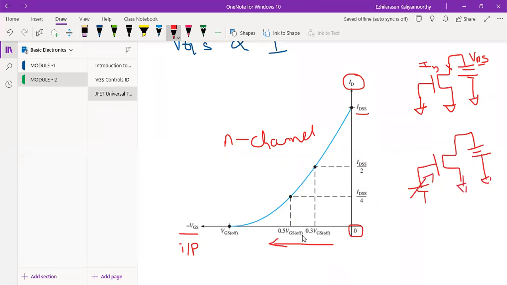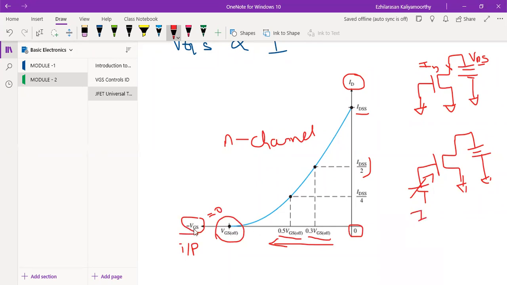Now, slowly when I increase my VGS, what will happen? Automatically in the channel, the current will start to reduce. So for 0.3 VGS off, I will get IDSS by 2. Then for 0.5 VGS off, I'll get IDSS by 4. Once the minus VGS reaches VGS off, I'll get ID equal to 0.